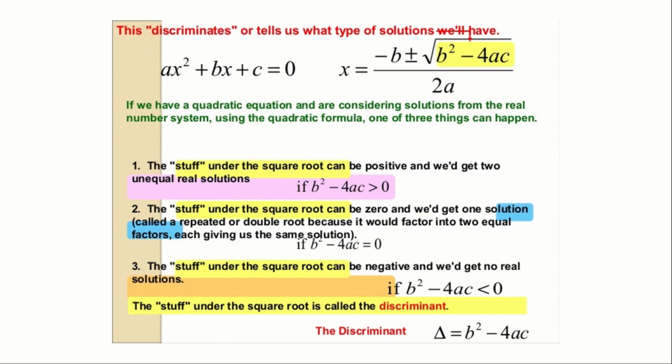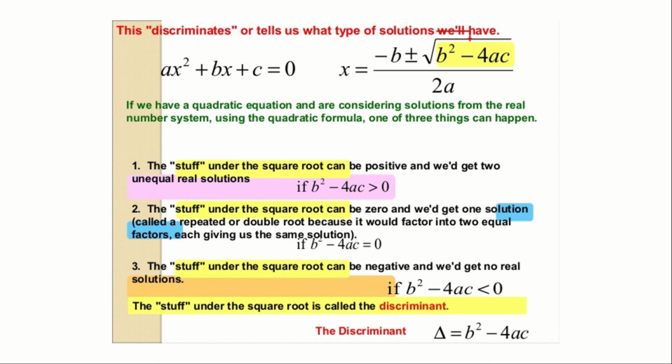First is the stuff under the square root. The stuff which they are mentioning is b square minus 4ac, the discriminant. So the discriminant under the square root can be positive and we get two unequal real solutions. That is, after solving, if we get b square minus 4ac greater than 0, then we will get two unequal real solutions. Second, the stuff under the square root can be 0.